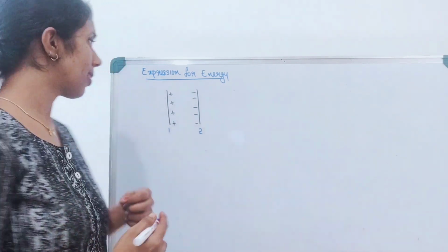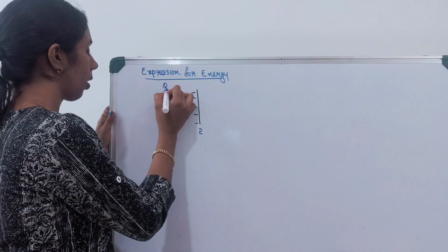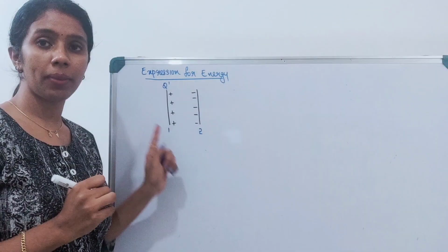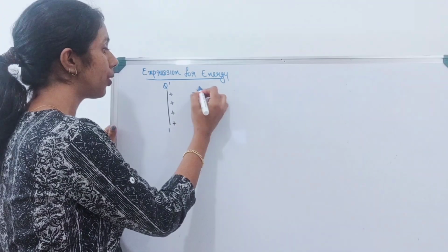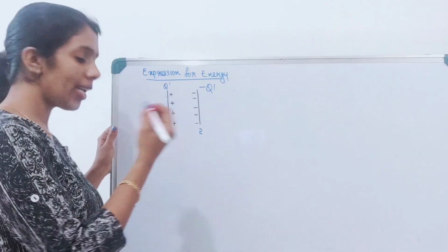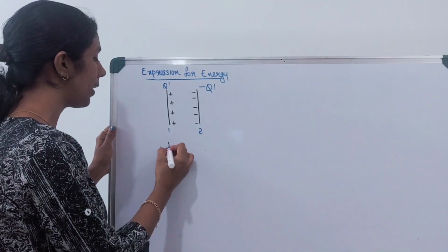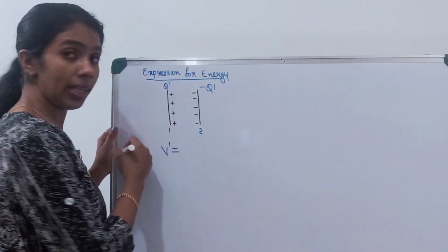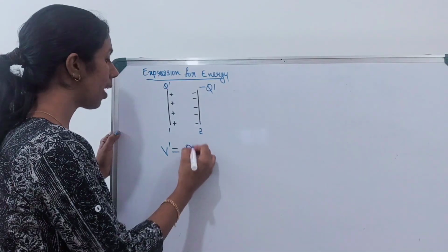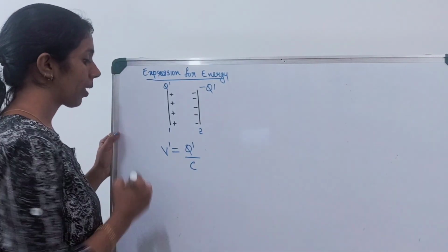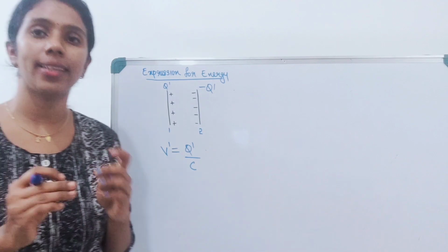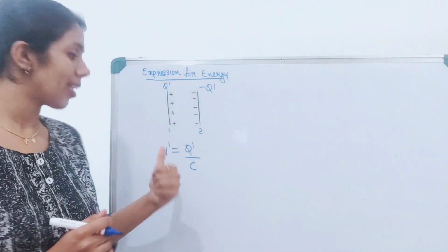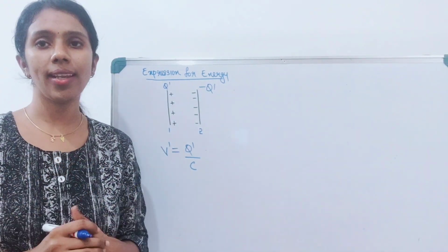At any instant, let the charge on plate 1 be Q dash and the charge on plate 2 be minus Q dash, and let the potential difference be V dash. So I can write V dash is equal to Q dash divided by C. This is the potential difference at an instant, where Q dash is the charge at any instant.